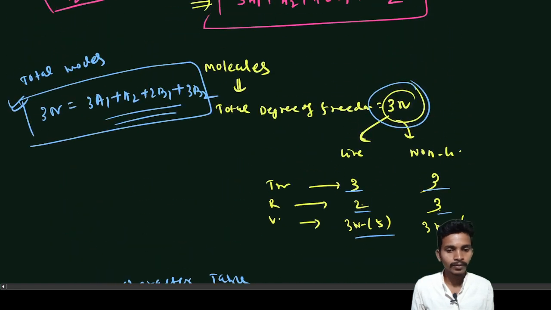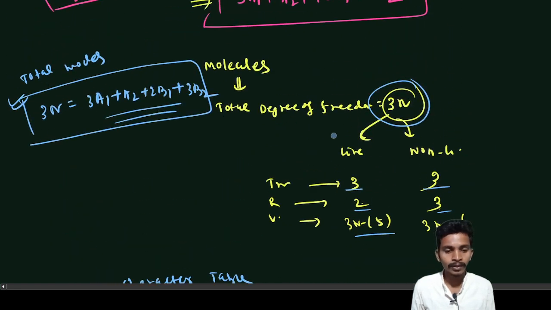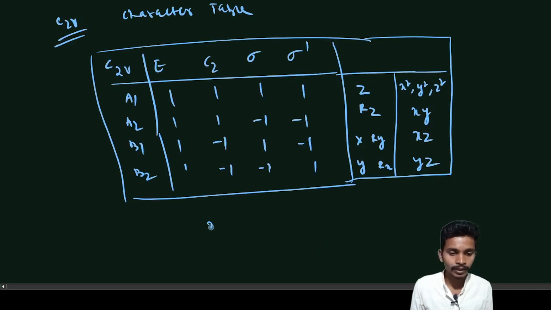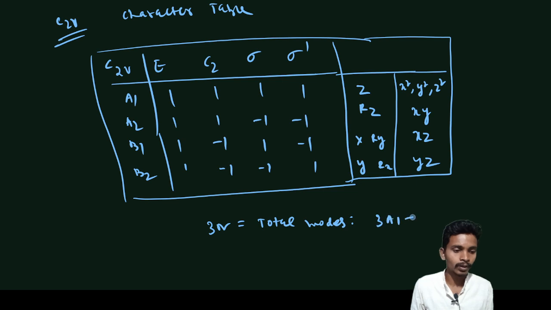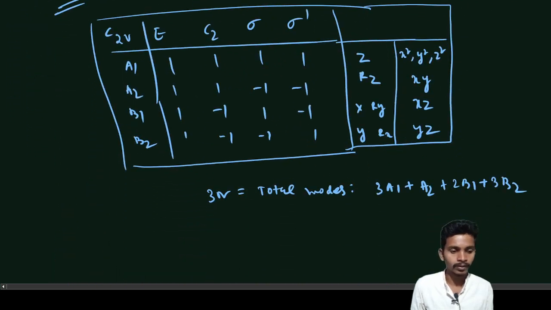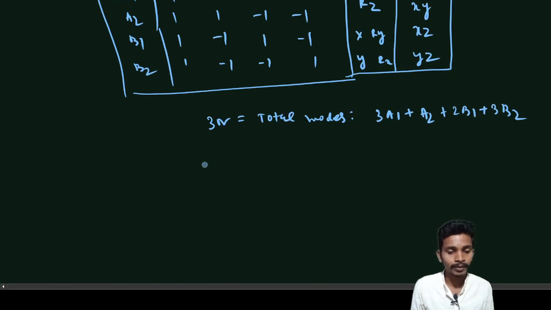From these character tables, we know the total modes, and we will calculate how many translationals and how many rotationals there are. So we have 3n equal to the total modes: 3A1 plus A2 plus 2B1 plus 3B2. These are the total modes we have. From here we will calculate how many translationals and how many vibrationals there are.